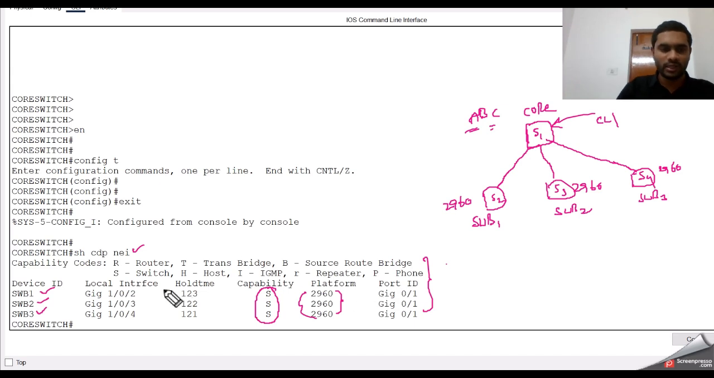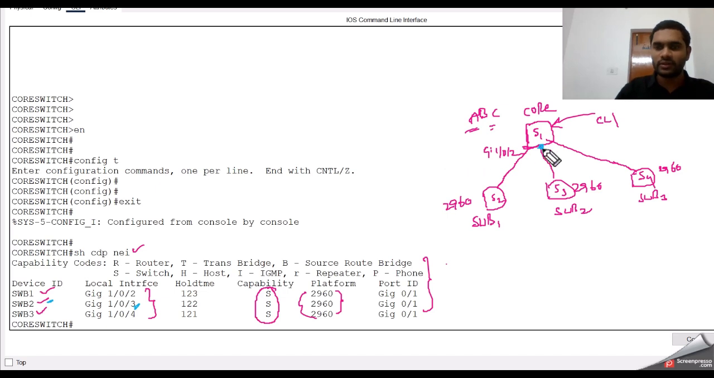And this is also very important, guys. So which interface are they connected to? Local interface means on switch B1 I am connected on gigabit 1/0/2. So on this port I have connected to the switch from building 1. On this port gigabit 0/3 I have connected to the switch from building 2.